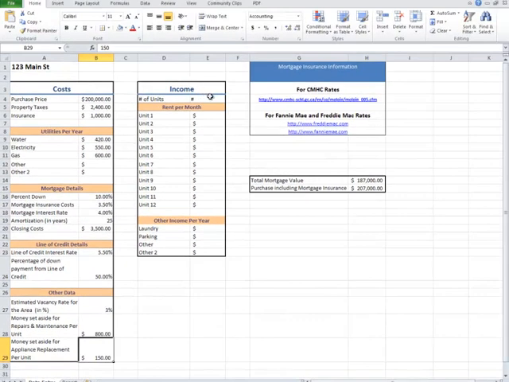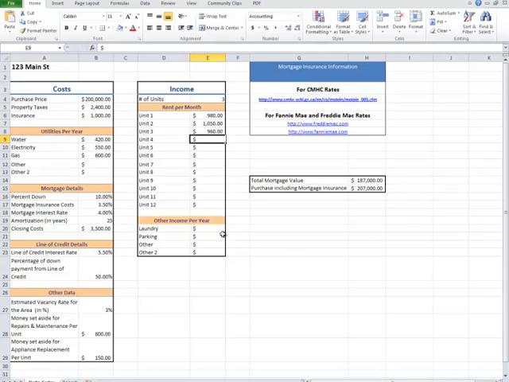Now the good side, the income. How many units? I'm looking at buying a small apartment block. It has, let's just say very small, three apartments in it. So rent per month. Unit number 1, how much am I charging in rent? Well, there I'm charging $980. And unit 2, I'm charging $1,050. And unit 3, I'm charging $960. And there's my prices.